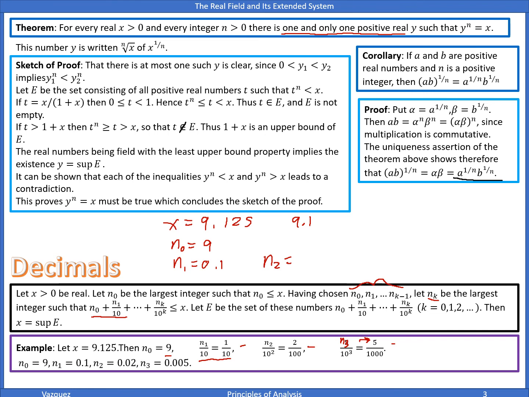So in this case, n_0 is equal to 9, n_1 is equal to 0.1 now, this new number, 1 over 10. 2 over 100 is 0.02. This new number is 0.005. And if we add those numbers, they're going to equal x. So that's why it's saying the supremum of all these numbers that we choose added together is equal to x. But again, we're not going to be using decimals much in this.